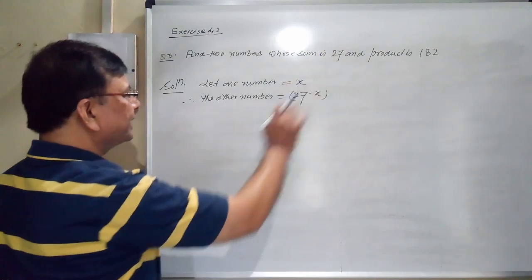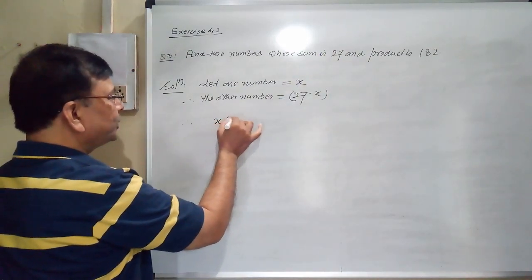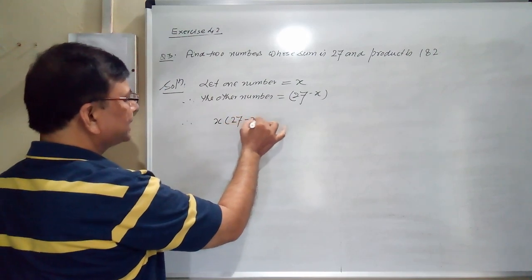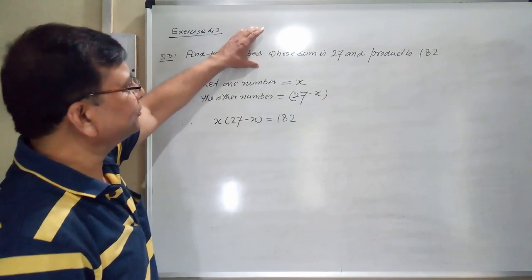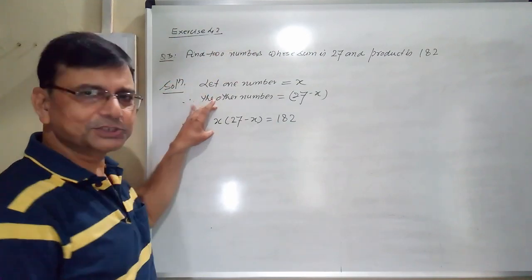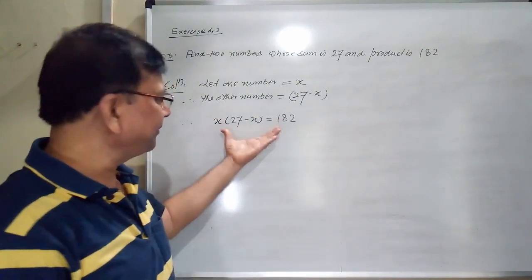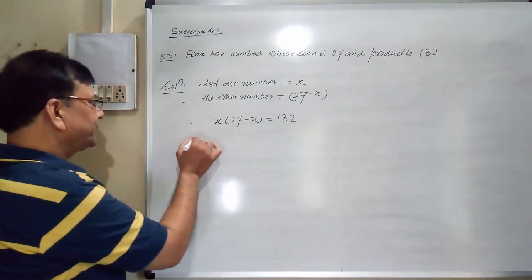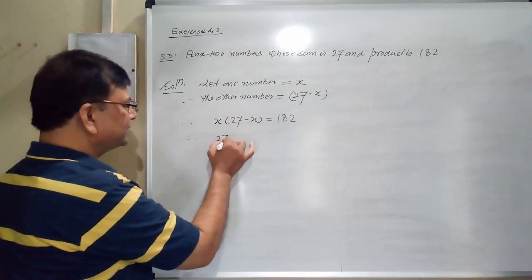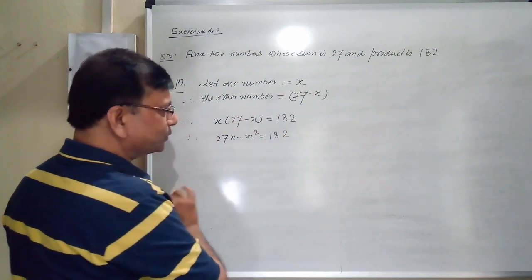Given that the product is 182, therefore x into 27 minus x is equal to 182. From the statement given, we have transformed the statement into mathematical form. This is the algebraic equation we got. Let us see what kind of equation this is. So if you multiply, we will get 27x minus x square is equal to 182.